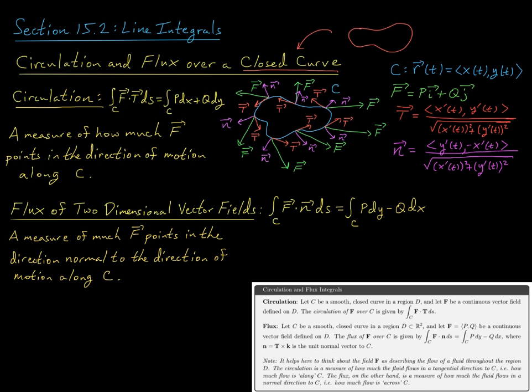Okay, so as we've been discussing, this is just a measure of how much the field points in the direction of motion along C, right? So as I move along this path, I've included this unit tangent vector here in red, and this dot product F dot T is just measuring the tangential component of our field at these various points along our path. And this integral is just summing up all those tangential components.